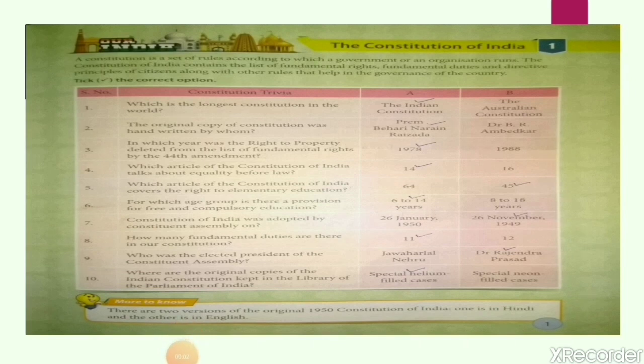So, students, our first chapter is the Constitution of India. Before starting this chapter, we should know what a Constitution is. A Constitution is a set of rules according to which the government of any country or any organization runs. That set of rules is called the Constitution. The Constitution of India contains the list of fundamental rights, fundamental duties, and directive principles of citizens, along with some other rules that help in the governance of the country.